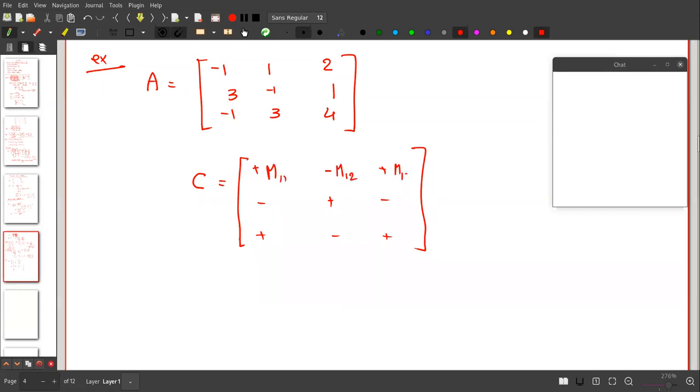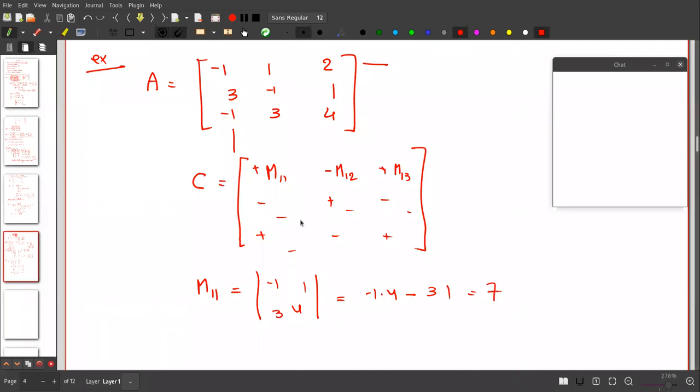M12, M13, we calculate all the minors. So how do we calculate the minor here? What will be M11? So the first row goes, first column goes, it will be minus 1 1, 3 4, and this calculates to minus 1 into 4 minus 3 into 1, that will be 4 minus 3, 7. So M11, this term will be 7. So likewise you can calculate the rest.